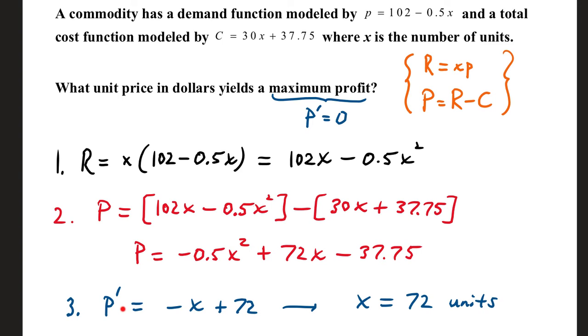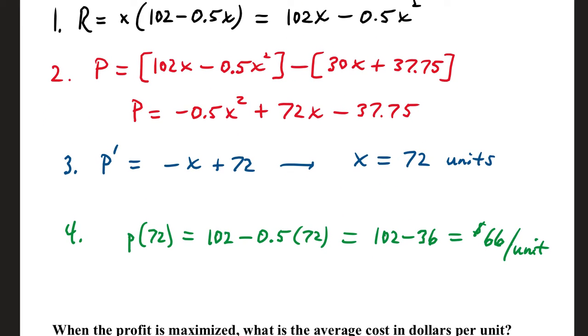Maximum profit will occur when its derivative is 0, so our first derivative is negative x plus 72. Set that equal to 0, solving for x, you will get 72 units. Now that we know 72 units will maximize profit, we can calculate the price recommended for 72 units of production. So let's check that out. Step 4, we look at the price of producing 72 units, 102 minus 0.5 times 72.